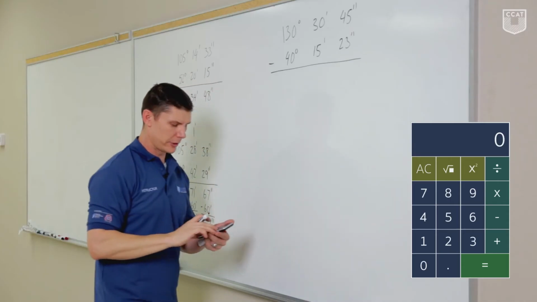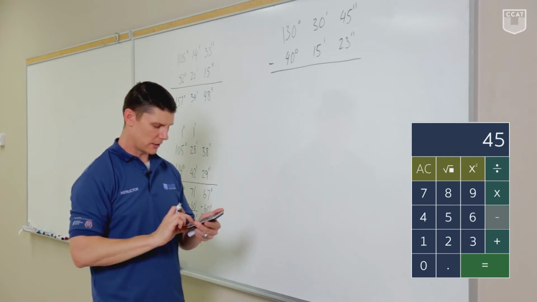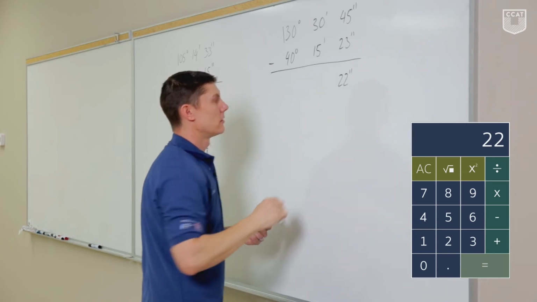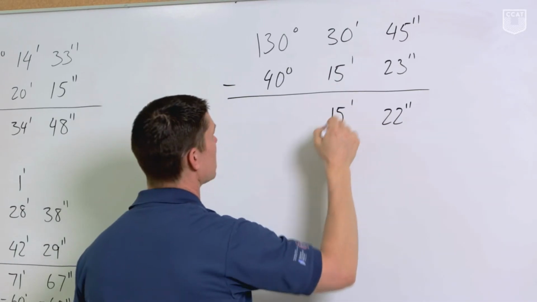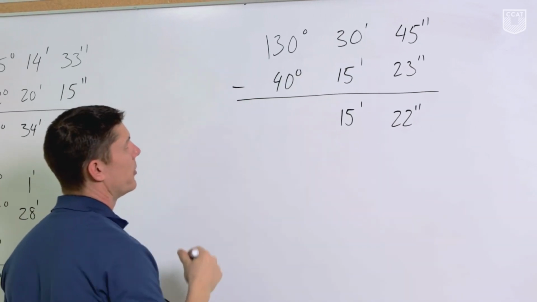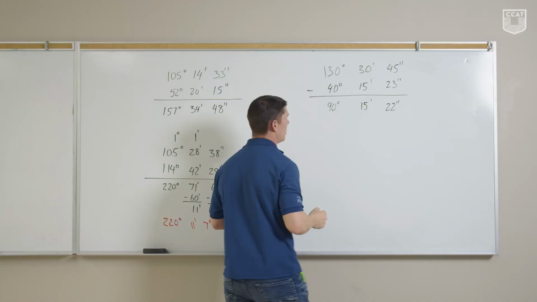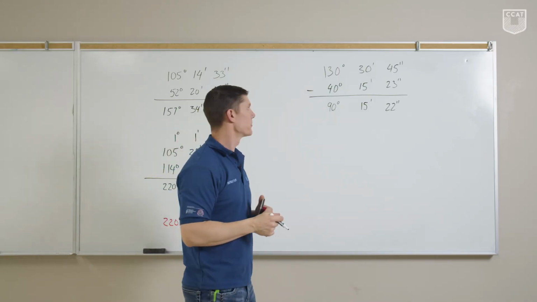Okay, this one here is going to be pretty straightforward. We're just taking our 45 seconds, subtracting our 23 seconds, and we've got 22 seconds. 30 minutes minus 15 minutes is 15 minutes. And 130 degrees minus 45 degrees is going to give us 85 degrees. So we'd be at 85 degrees, 15 minutes, and 22 seconds.